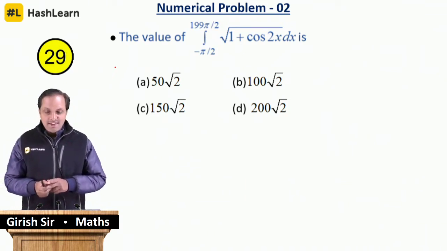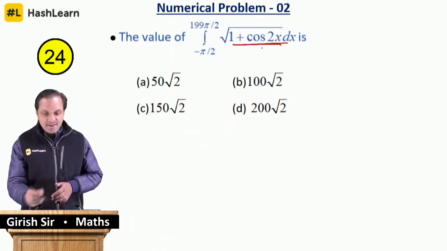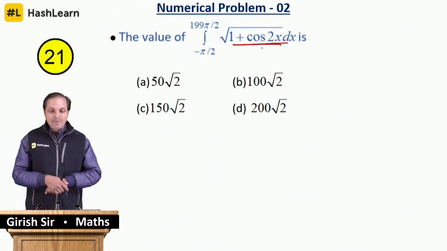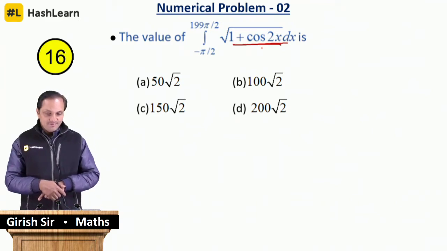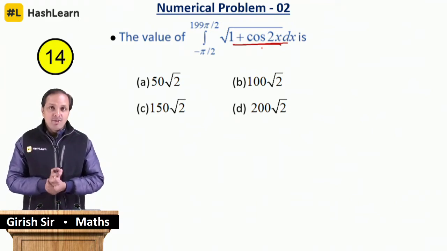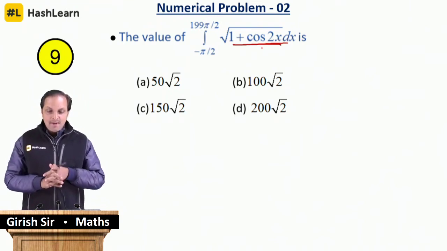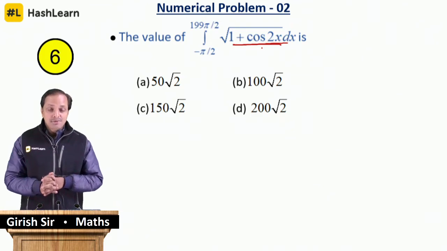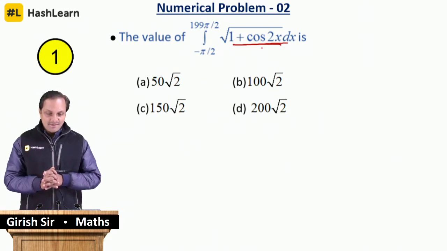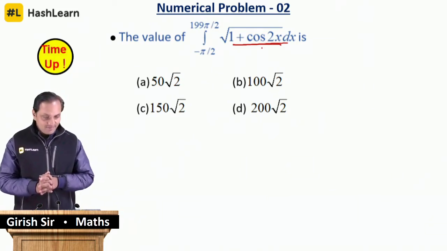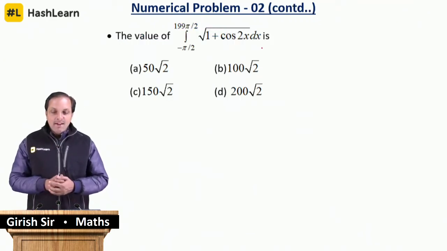Root 1 plus cos 2x. Try to make use of the formula for 1 plus cos 2x. Trigonometry identity is 1 plus cos 2x. Left with 15 more seconds. Minus pi by 2 to 199 pi by 2 is the limit. 5 more seconds. Time up. Okay, let us see now.